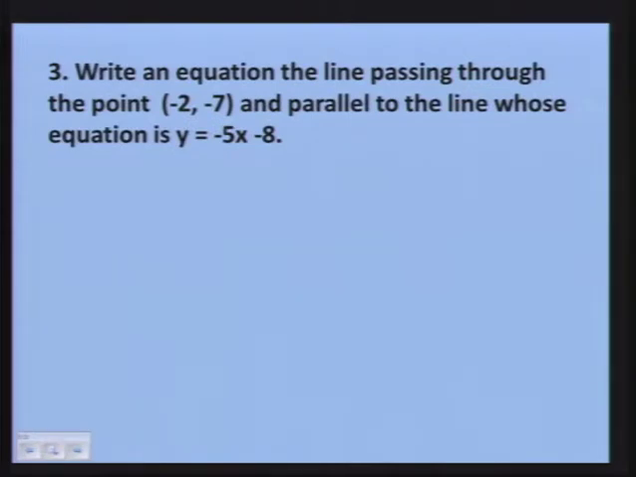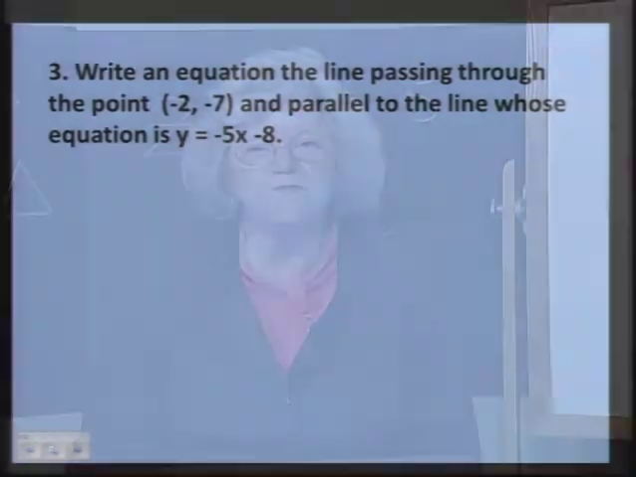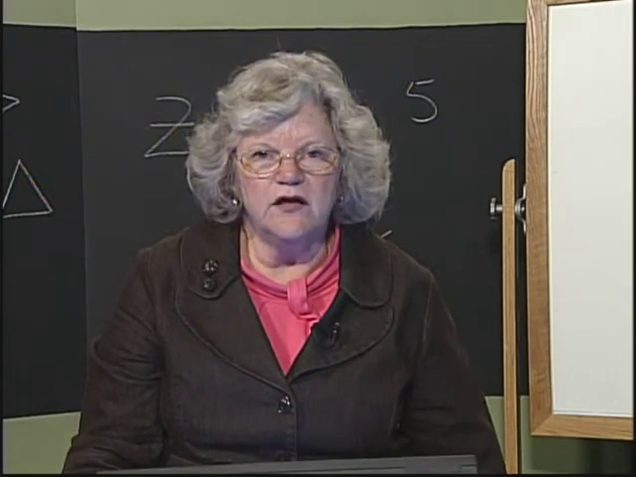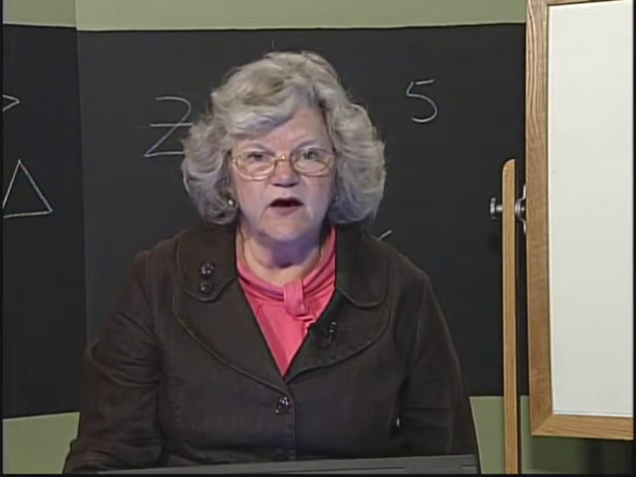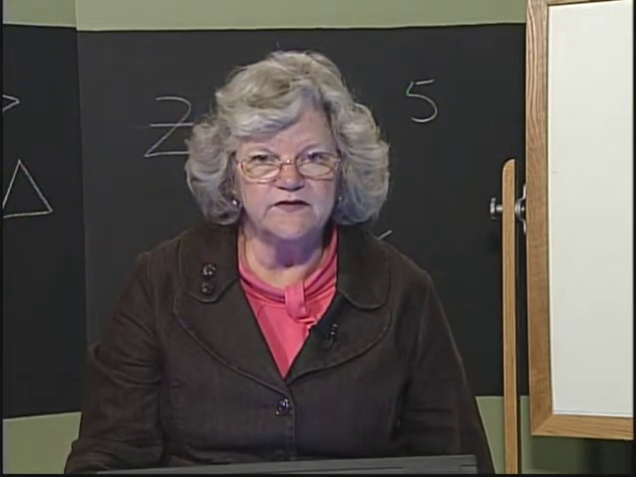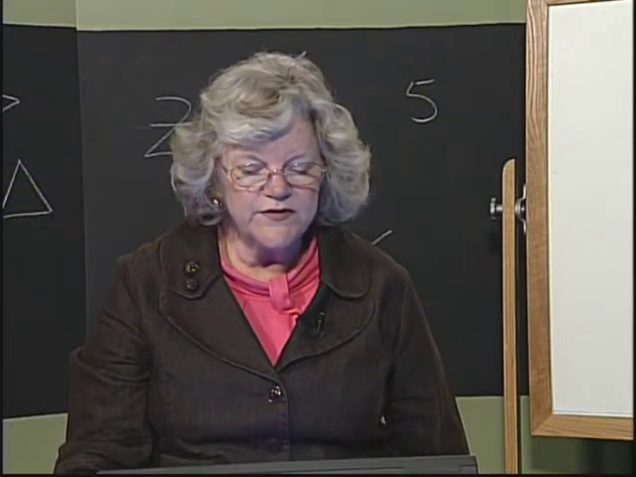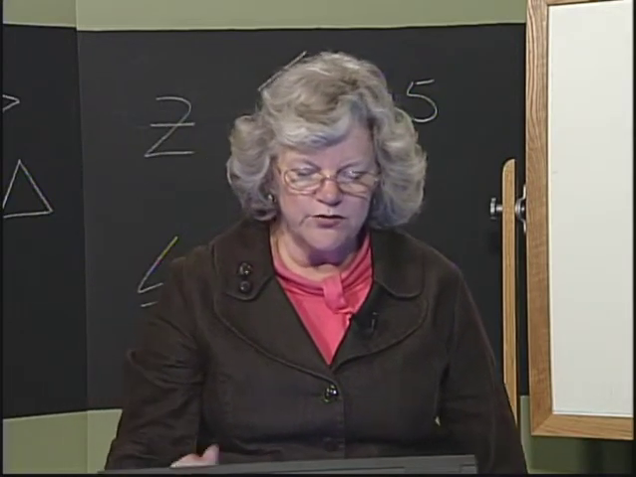Let's move on now to an equation of a line passing through the point (-2, -7) and parallel to the line whose equation is y equals -5x minus 8. Okay, what's the difference in this one and those that we saw on the graph? Well, we're not looking at it on the graph. It's basically the only difference, isn't it? Our point's given to us. An equation of a line is given to us. So let's work this very similarly to the way we worked before.